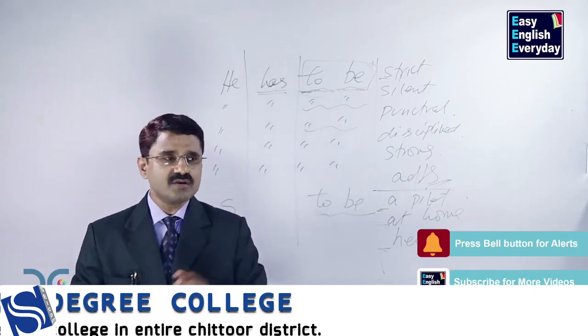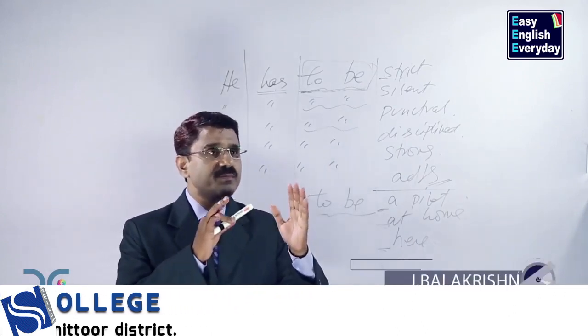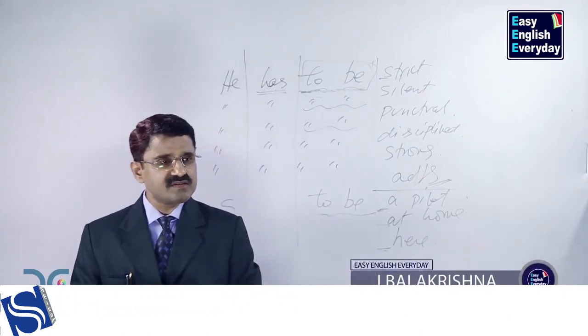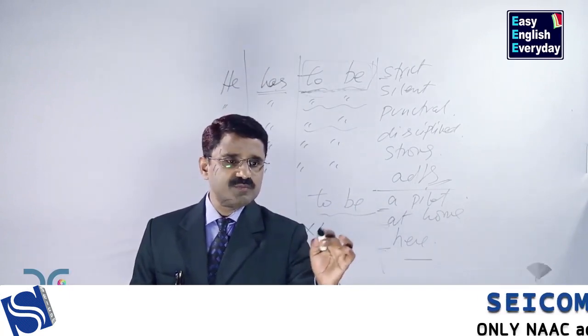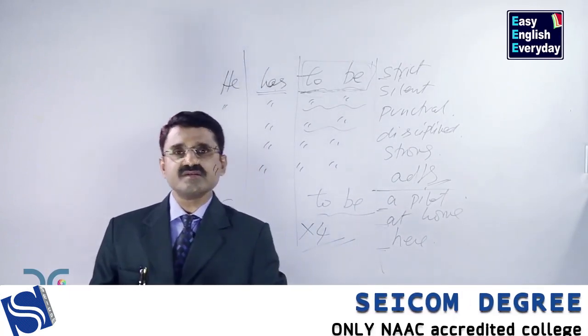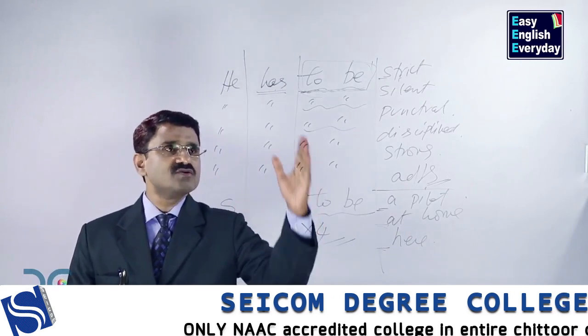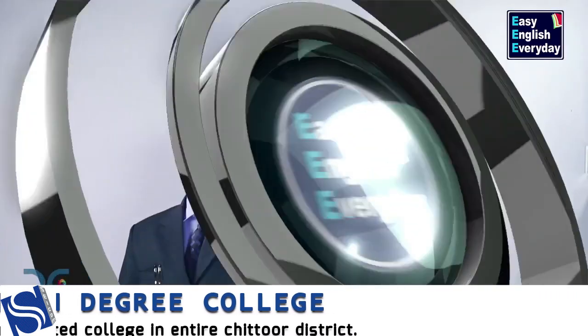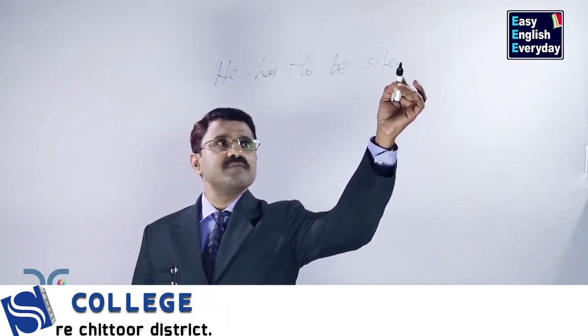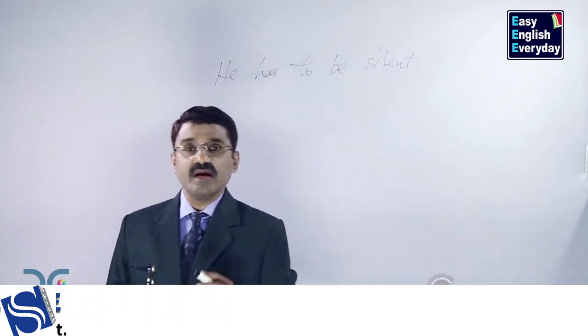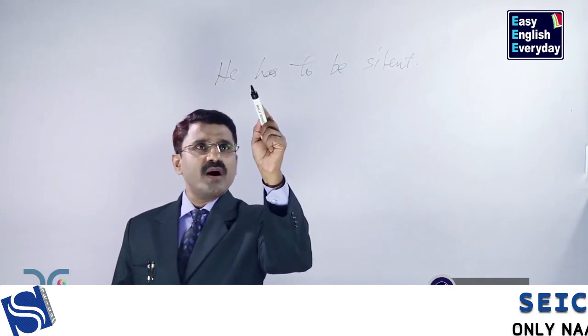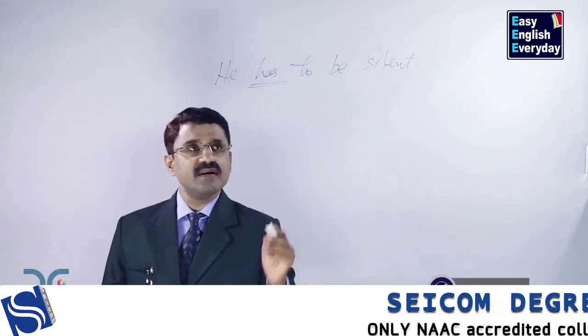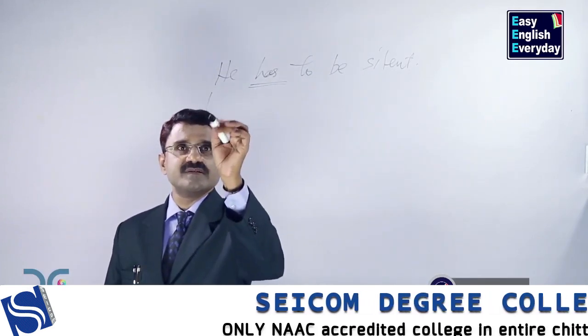After making a large number of sentences, after practicing more and more sentences, try to learn how to practice the variations also. I'll tell you how to make the variations with each sentence. He has to be silent. This is called affirmative form. Now I'll tell you how to make the negative form of this sentence.